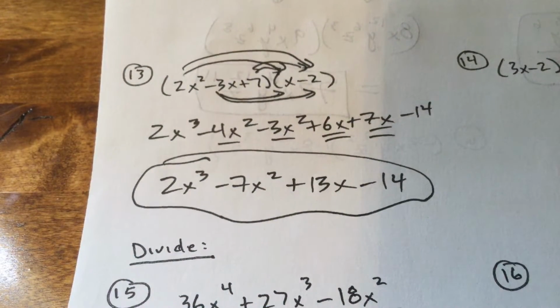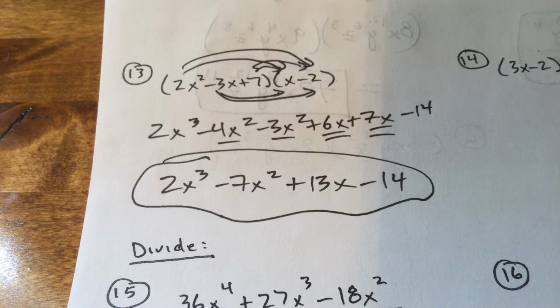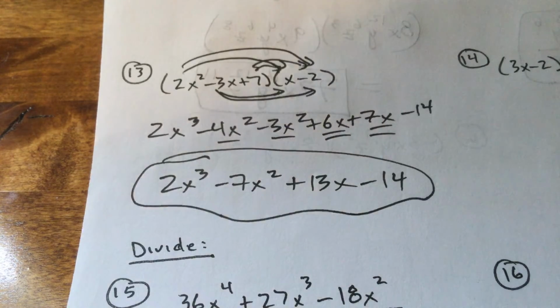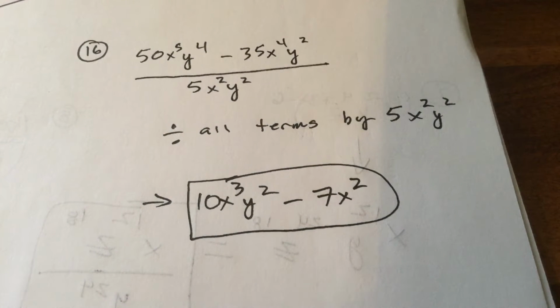We're using distribution. 2x to the 2nd goes with the x and the negative 2. Then it's negative 3x's turn to go with the x and the negative 2. Then finally it is 7's turn to go with the x and the negative 2. Underline the like terms and simplify. Reduce and simplify, folks. It's good in math and good in life.